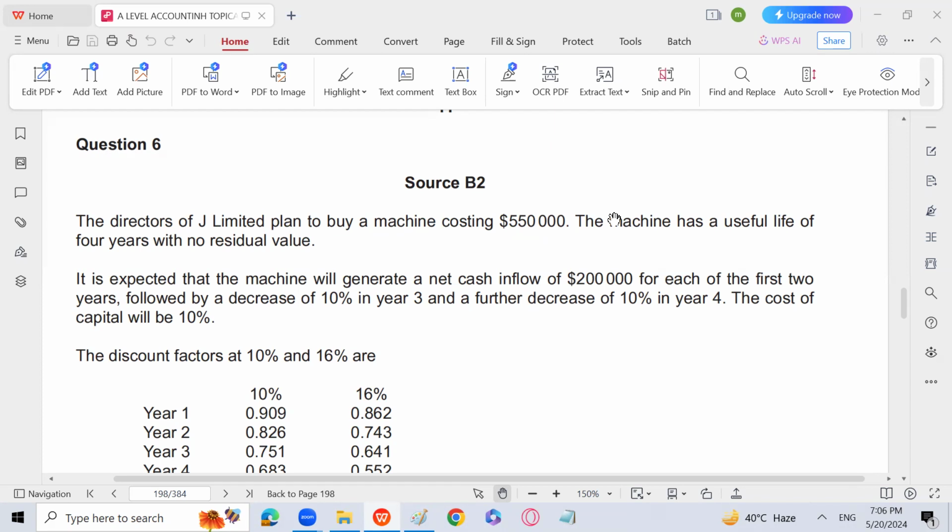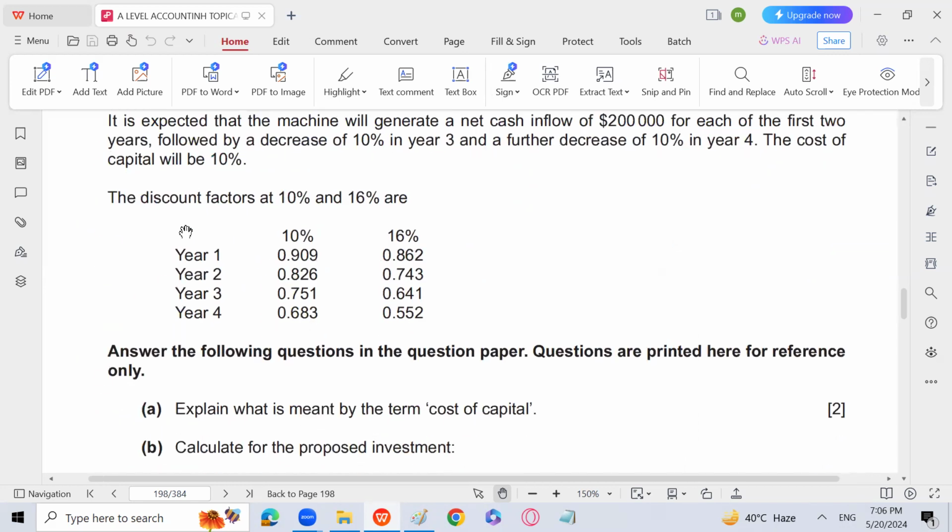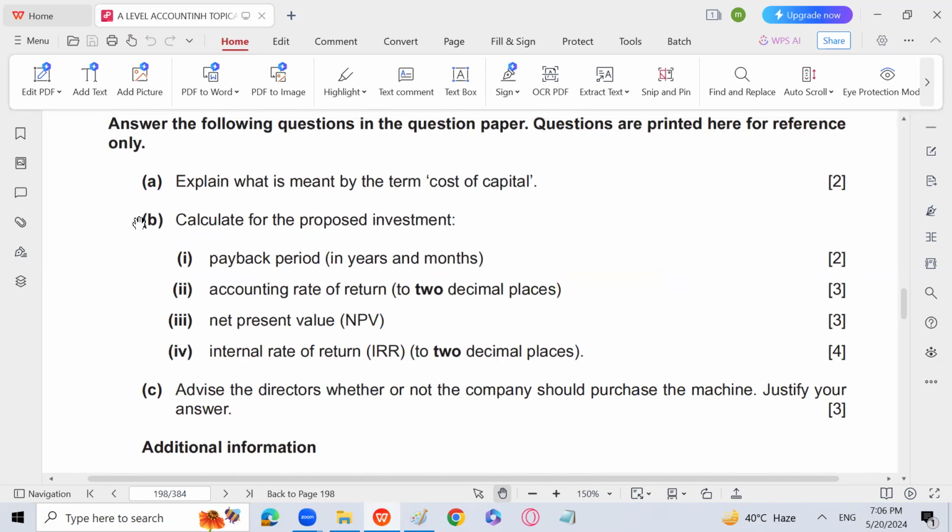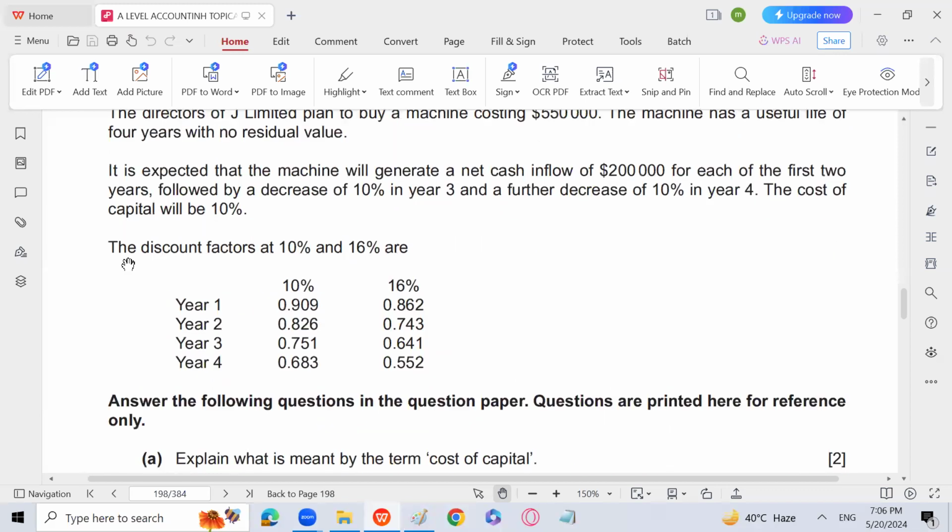We have different kinds of investment appraisal methods, which we used in our A-level accounting, known as the NPV method, payback period method, accounting rate of return, and internal rate of return, also known as IRR. Accounting rate of return is also known as ARR, average rate of return. We used to call it average rate of return also.